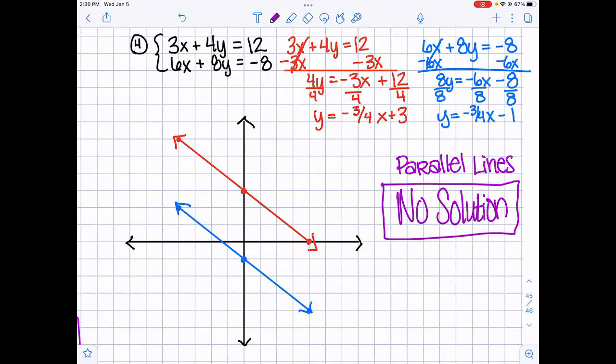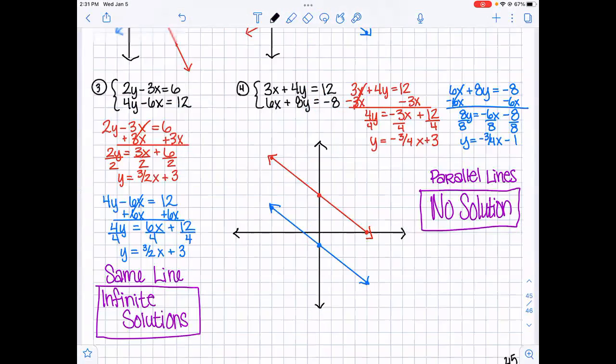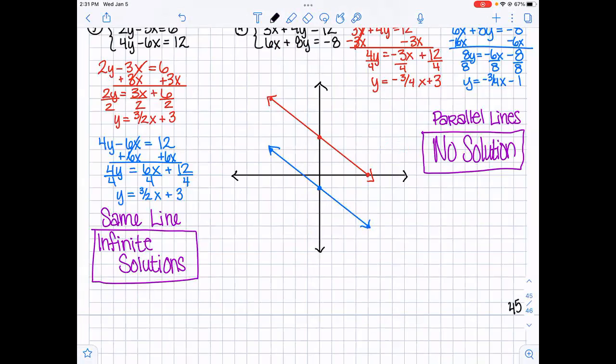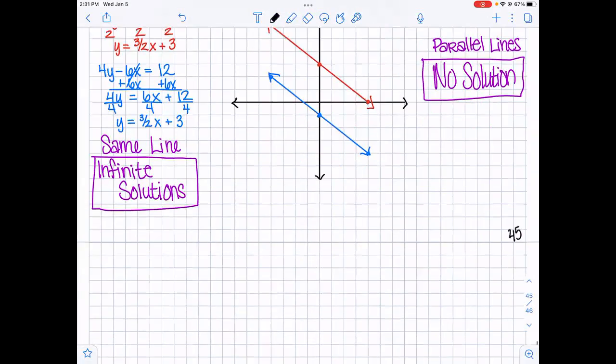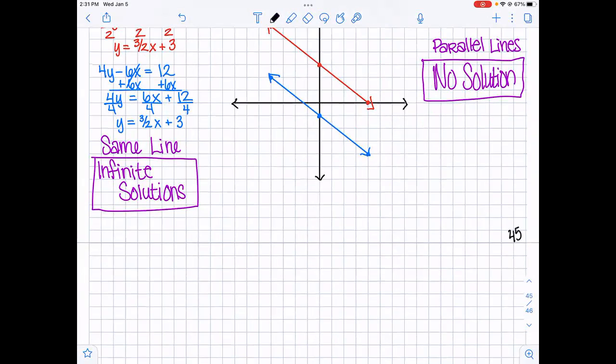Number 5. Questions on any of these 4? No. Okay, then we are going to talk about some characteristics of these graphs that you need to know. There's only 4 of them. So if you are anywhere near the bottom of the page, I would just start a new page.